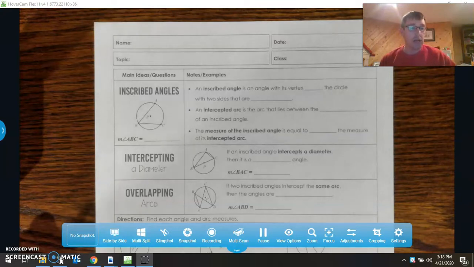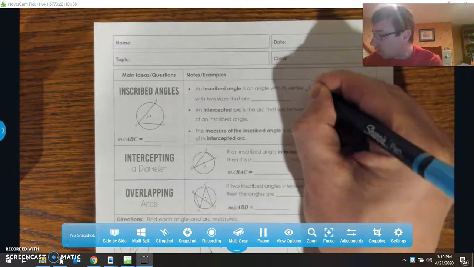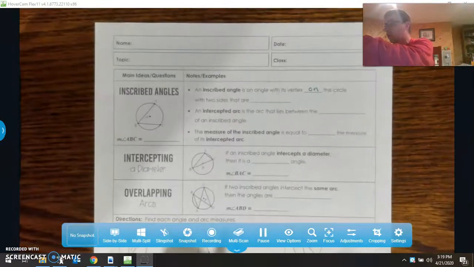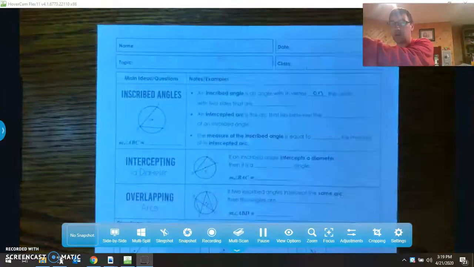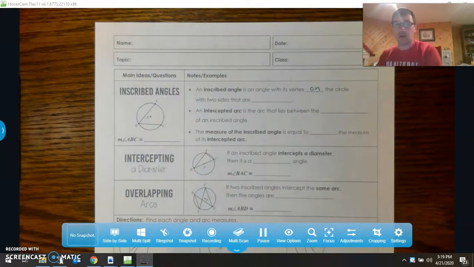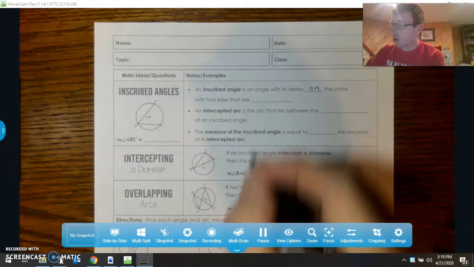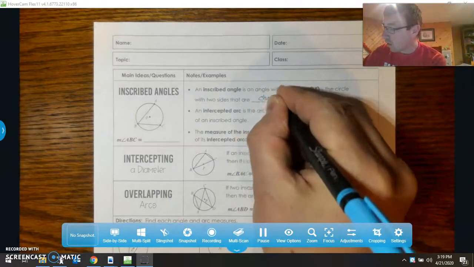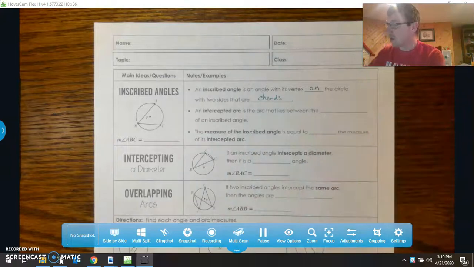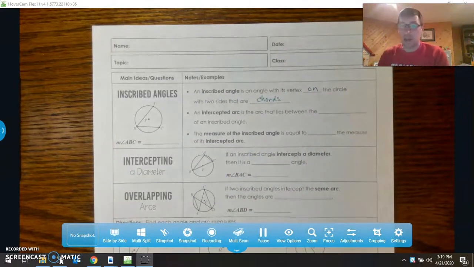So here's what we're going to have. An inscribed angle is an angle with its vertex on the circle, with two sides that are chords. Now, over the last couple days, you guys have been watching some videos on what these things are.